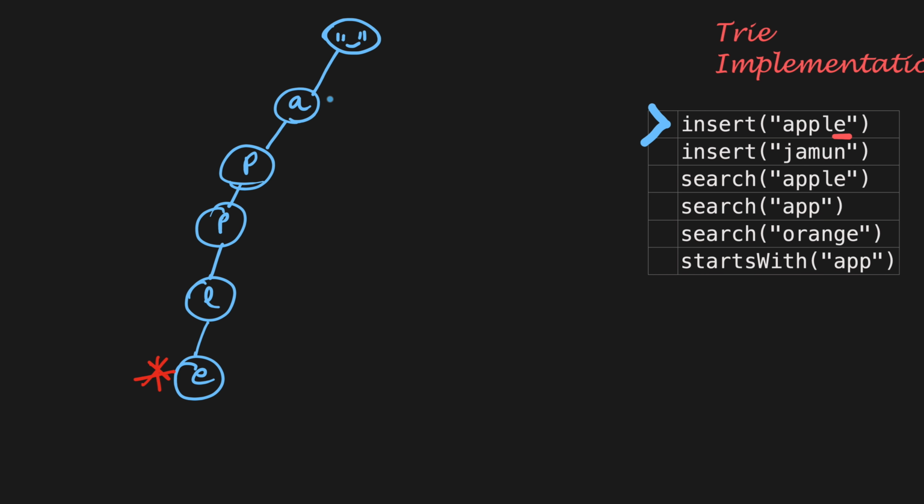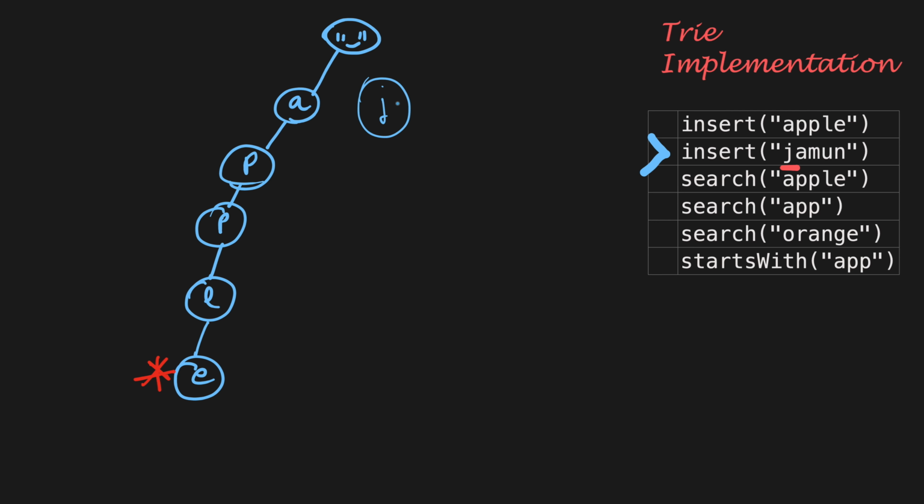Now let's continue further and insert a completely new word, Jamun, to see how a new branch is formed. So starting from the root node, we look for a child J and it doesn't exist. So we create a new trie node for J and link it to the root. And we move to the J node and look for a child A and it also doesn't exist. So we create it and link it and we continue this process inserting M, U and finally N. And at the node N, we mark it with the is end of word flag to true.